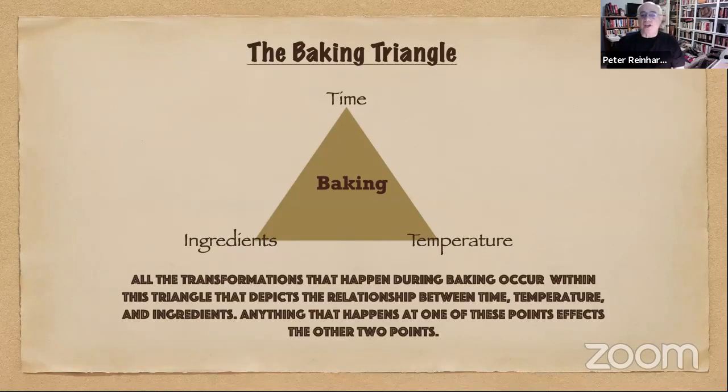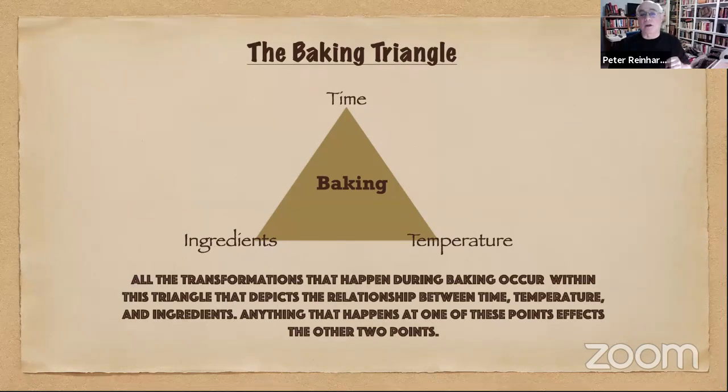So all the transformations that happen during the baking process occur within this triangle. And this triangle depicts the relationship between time, temperature, and ingredients. Anything that happens at one of these points on the triangle affects the other 2 points. An example would be if you raise the temperature of the oven when you're baking, it's going to make the loaf faster, obviously, but it also may affect the ingredients on how they bake, how they caramelize, and whether the outside gets done too quickly. And our goal in baking, especially baking bread, is we want the outside and the inside of the loaf to get baked and finished at the same time. And there's an awful lot of drama that's going to be going on to make that happen.